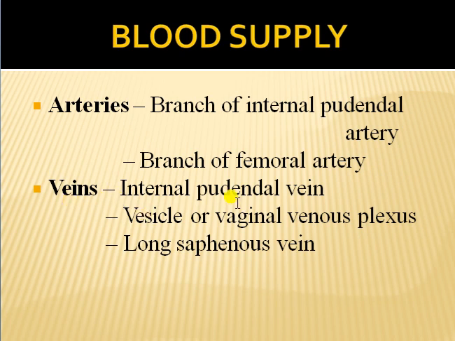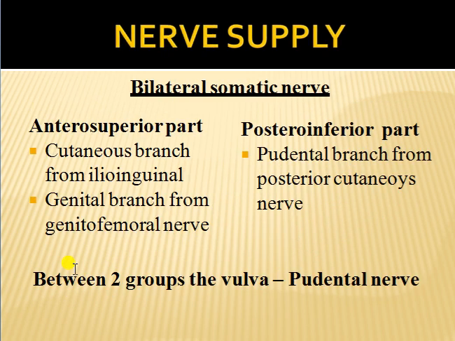Next, veins, the internal pudendal veins. You know the arteries supply oxygenated blood, and the veins carry deoxygenated blood to the heart. These internal pudendal veins collect the deoxygenated blood from the external and internal genital organs and then enter the inferior vena cava. This is how blood supply takes place.